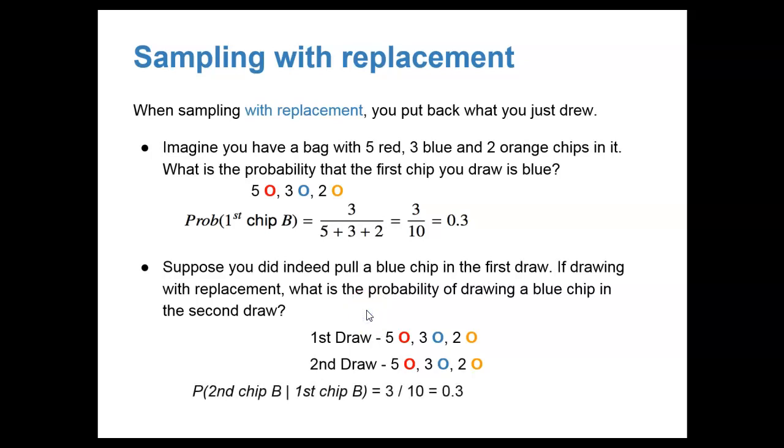So the conditional probability that the second chip drawn out of the bag is blue, given that we drew a blue chip the first time and put it back, is simply 3 out of 10, or 3/10.